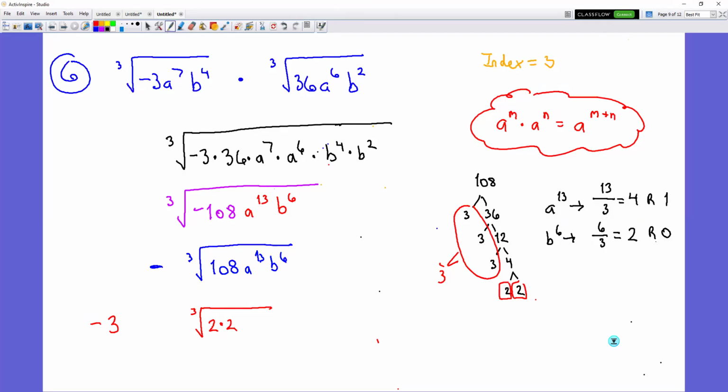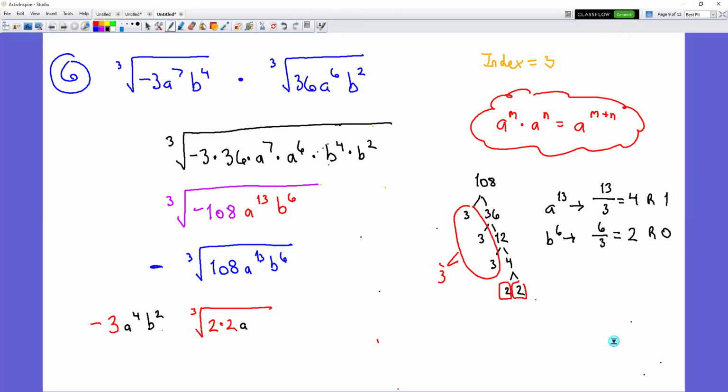So now what that means is that we're going to get the a, which we got to be 4 with the remainder of 1, means we're going to put a to the power of 4 on the outside, and then with the remainder of 1, we're going to put that a to the power of 1 on the inside. Remember, because it's 1, we don't have to write the exponent. Then for b to the power of 6, we got it to be 2 with the remainder of 0. That means we got b squared on the outside, and then since the remainder is 0, we have no b's to put on the inside.